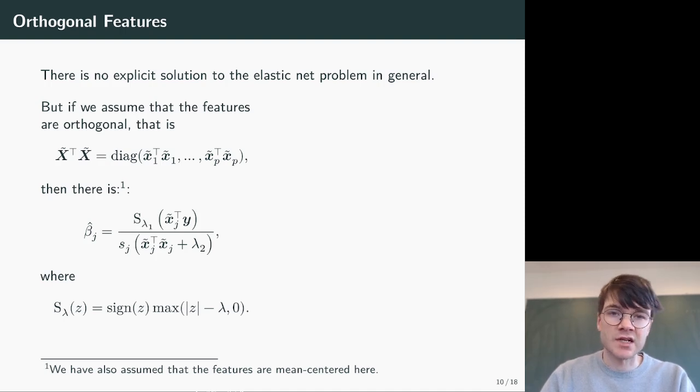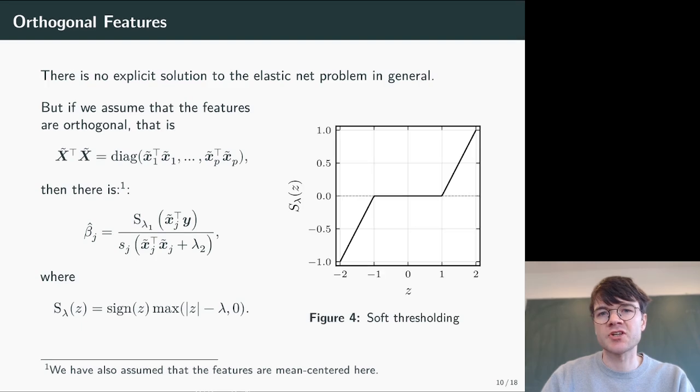And in that case, you can actually solve for each of the coefficients individually, which is an expression involving the soft thresholding operator and a scaling parameter. So one term in the denominator comes from ridge regression, and another term is related to the lasso part.